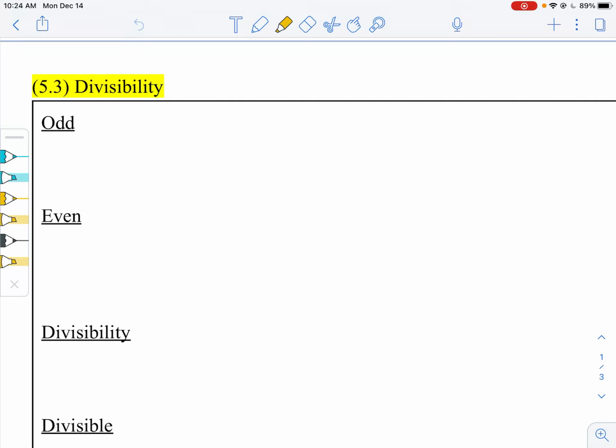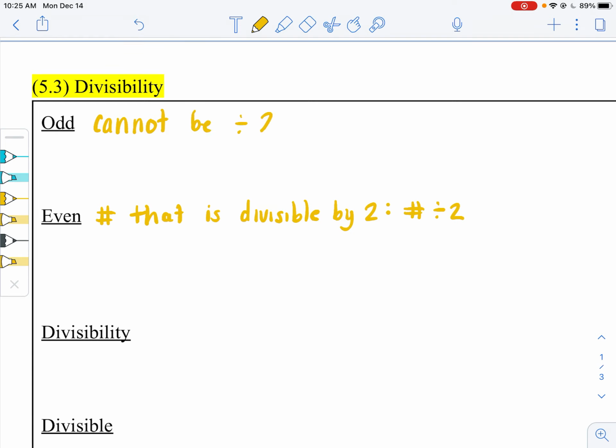In this video, we are going to talk about divisibility. So we're going to first begin with even and odd numbers. An even number is a number that is divisible by 2, meaning you can divide it evenly by 2 with no remainder. An odd number, you cannot divide by 2. It cannot be divided by 2.